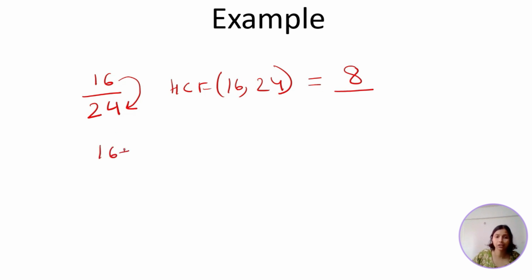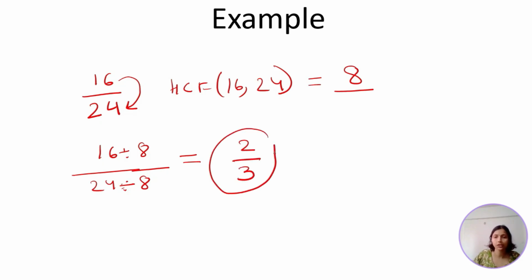So I will divide 16 and 24 by 8. We know that when we divide the numerator and denominator by the same number, the value of the fraction does not change. So we got 2 by 3. So 16 by 24 is equivalent to 2 by 3. 2 and 3 don't have any common factor other than 1. They are co-prime numbers. So this is a fraction in the simplest form.